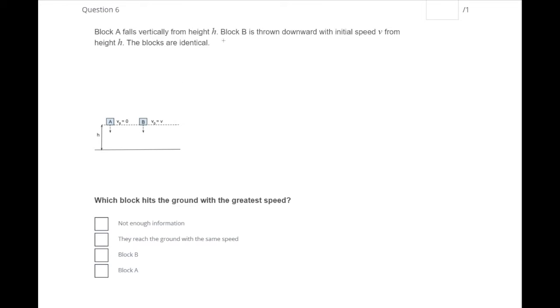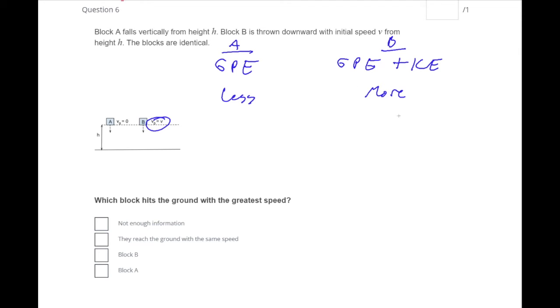Now, block A falls vertically from height h, and block B is thrown downward with an initial speed, so this is important. Like we said before, they're both starting with GPE, except in this case, block B also has some kinetic energy. So what does that mean? Well, that means that block A is starting with less energy than block B. Why is that important? Because we know that total energy is conserved. So if we were to give these two random numbers, we could say this is 10 and this is 20. We know at the end that all of this energy is converted into kinetic energy, and that's the same for block B as well.